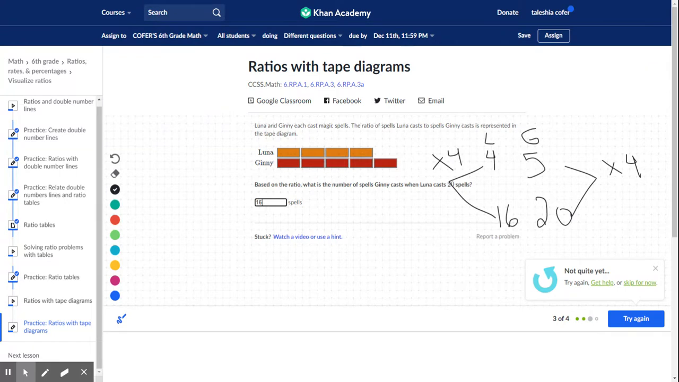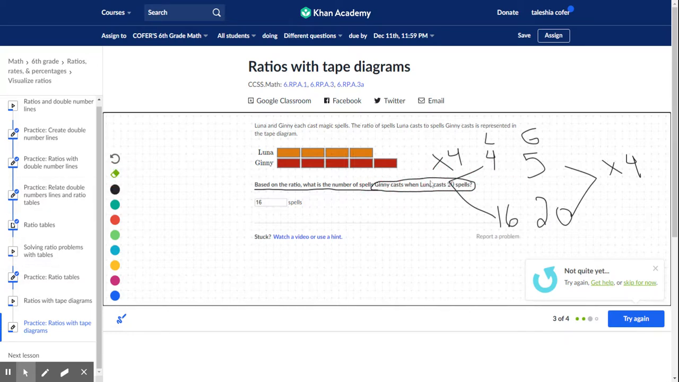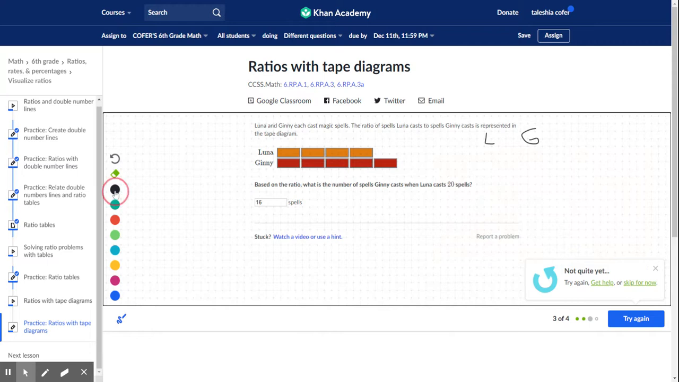Uh-oh. Dun, dun, dun. I think I messed up. Where did I mess up at? Let's see. That's exactly where I messed up at. I did not read the question here. Look at this. Based on the ratio, what is the number of spells that Jenny cast? I wrote the 20 over here with Jenny. I am not going to edit this out because I want you to see even teachers make mistakes. I'm going to leave that in there.